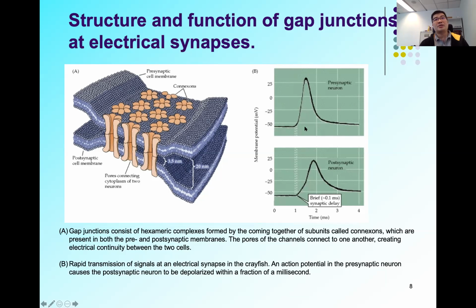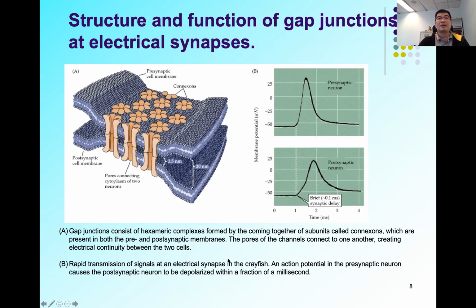Now, if you look at the transmission, this is a presynaptic neuron when the action potential arrives, and then there will be a short delay, and then there will be current in the postsynaptic terminal. This kind of transmission is very fast because there's almost no delay, a really brief delay. So the action potential can be transmitted very fast, for example in the crayfish.